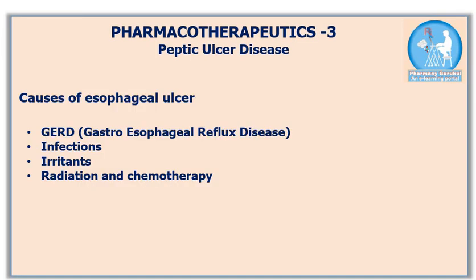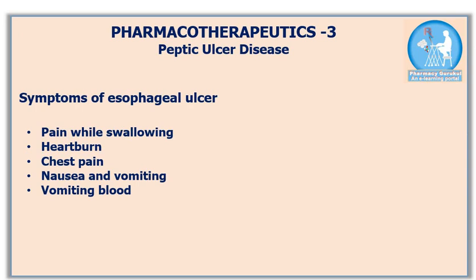Let's see what causes esophageal ulcer. First one is GERD. This is a very common cause of esophageal ulcer. GERD is the condition that occurs when stomach acid flows back into the esophagus. Second one is infections. Certain viral infections cause esophageal ulcer. Third is irritants. Irritants like alcohol, smoking, tobacco and certain medications cause esophageal ulcer. Other factors include radiation and chemotherapy.